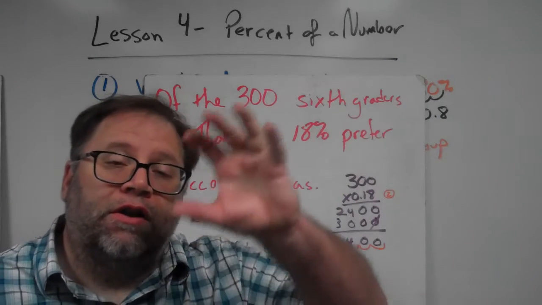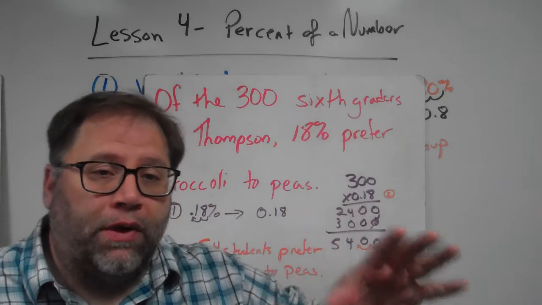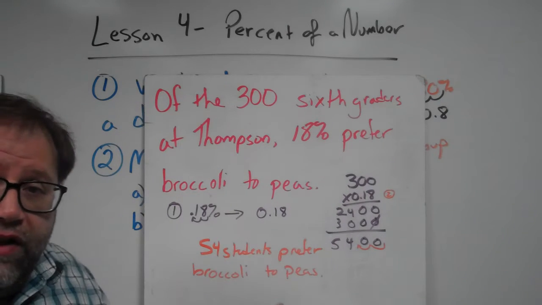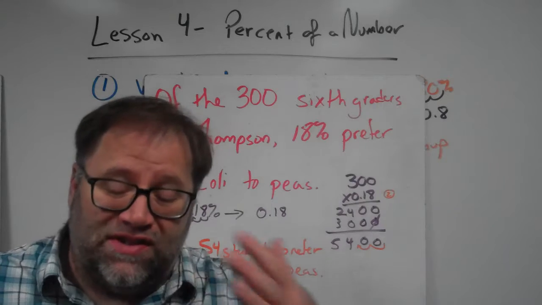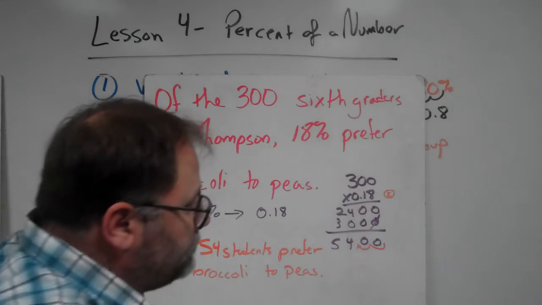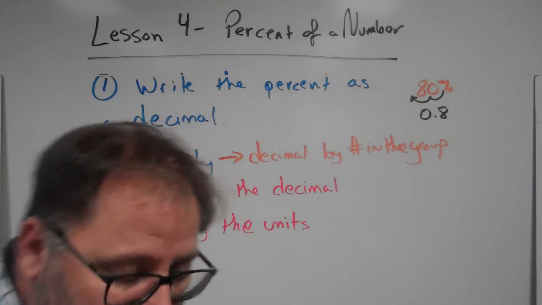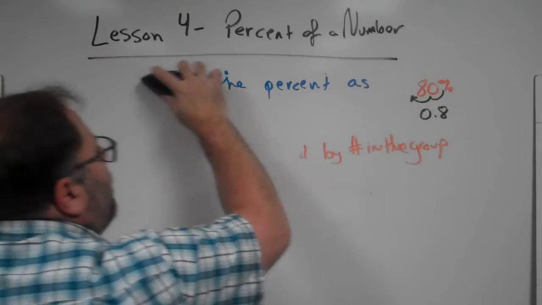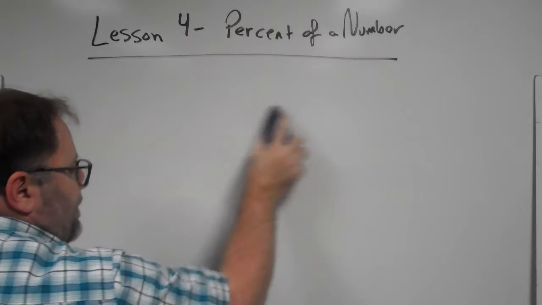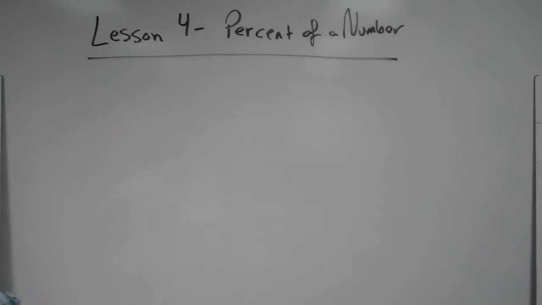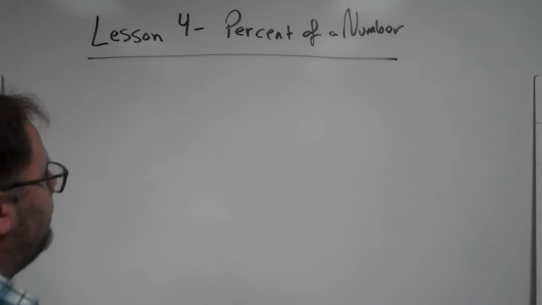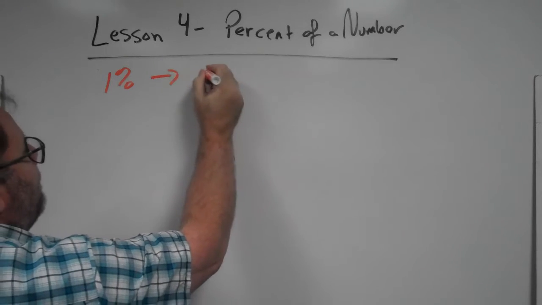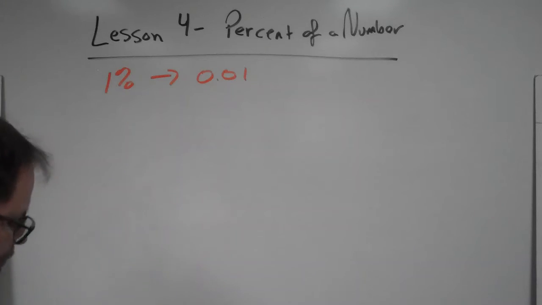That's pretty straightforward. Convert it to a decimal, multiply, don't forget to put the decimal back in, and then put your units on it. Now, here's the second part of this. Every once in a while, we'll get percents that are less than 1%. So 1% would be 1 of 100. So if I have 1%, we're multiplying by 0.01.